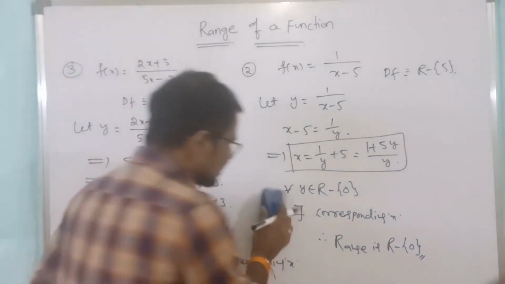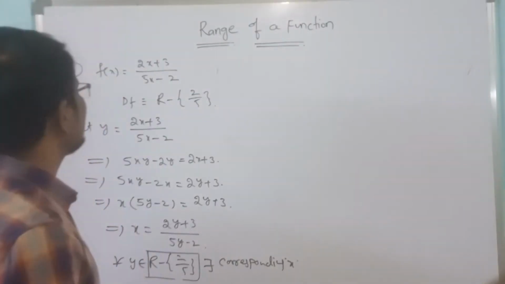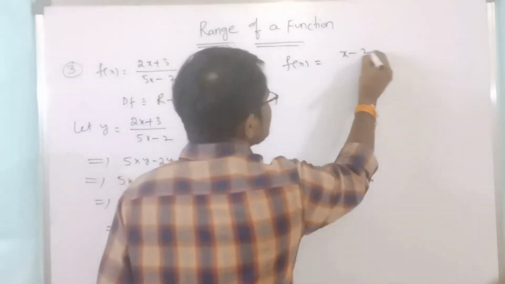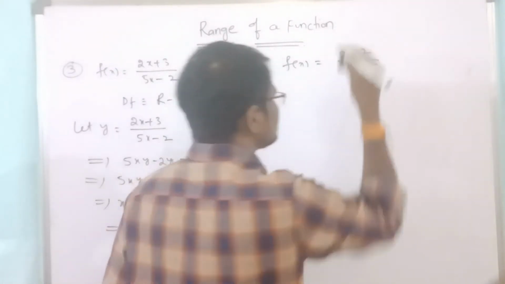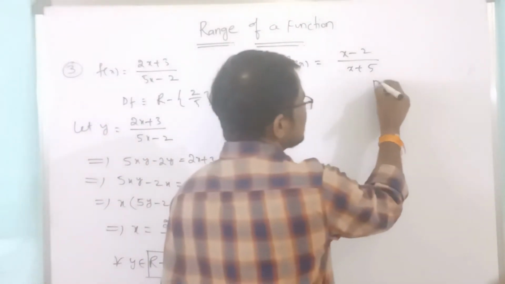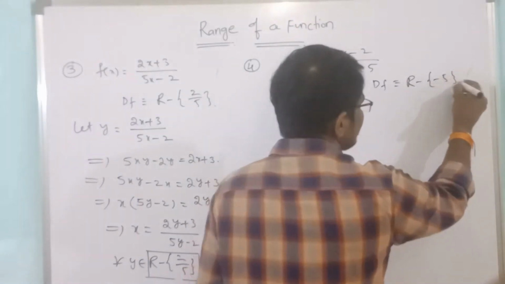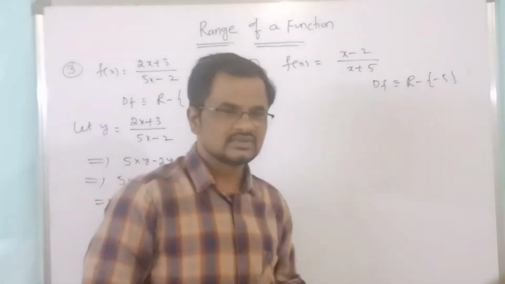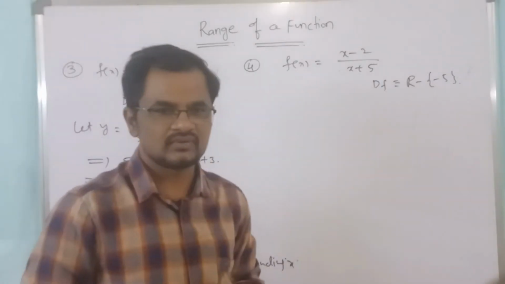Now take one more problem like this. Find the domain and range of the function f of x equal to (x minus 2) by (x plus 5). We have to find the domain. Clearly we know that this function exists for all real numbers except minus 5, because if you take x equal to minus 5, then minus 5 plus 5 gives 1 by 0, so this function is not defined at x equal to minus 5.